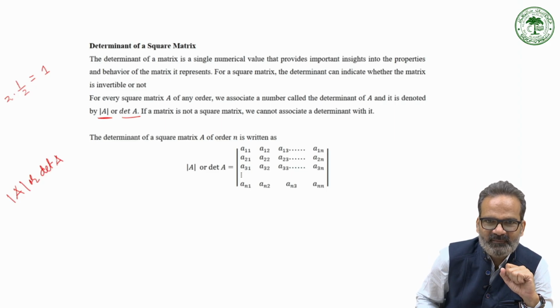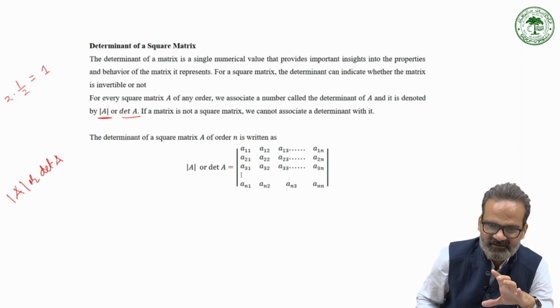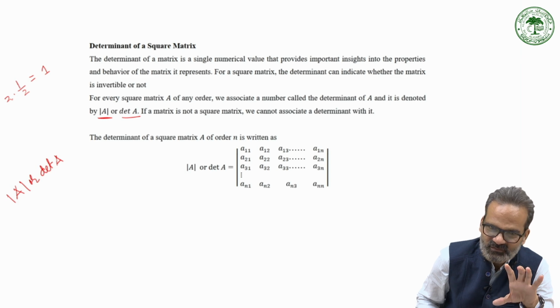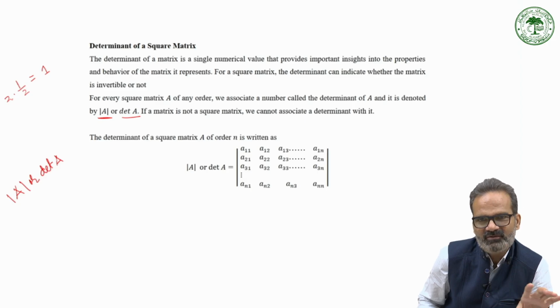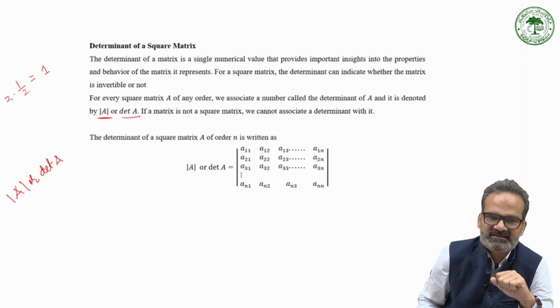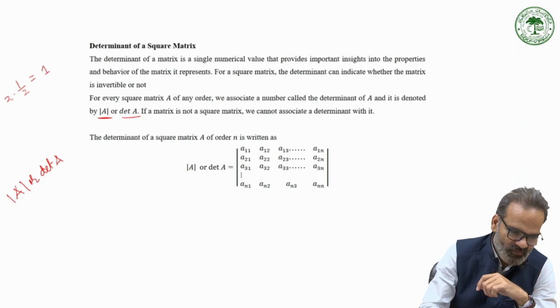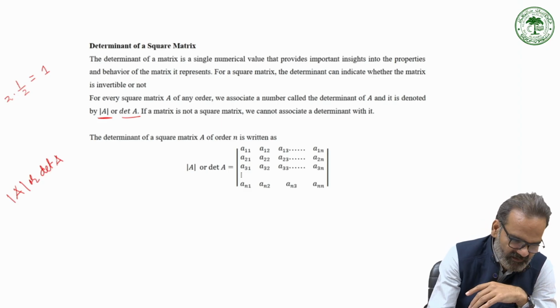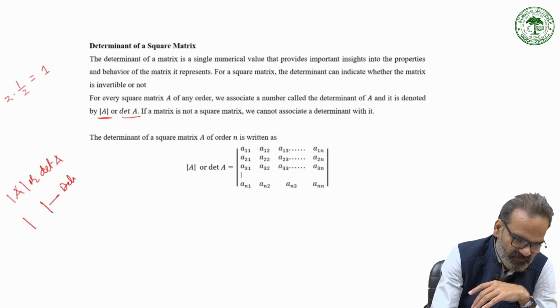The determinant of a square matrix A of order n is written like this: a11, a12, a13, a1n, the first row; a21, a22, a23, second row; then a31, a32, in this way. So the elements of a determinant are written verbatim, as it is, without any change, as the elements of the matrices are written. The difference is what? We will enclose all these elements within two parallel lines like this. This is the notation of determinant, right? And this is the notation of matrix. This is the basic difference, right?